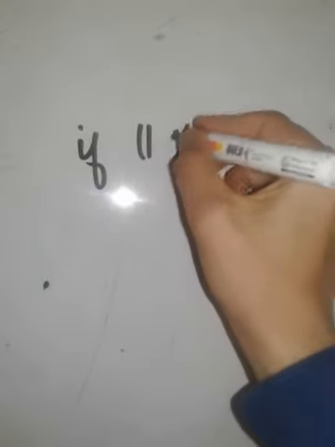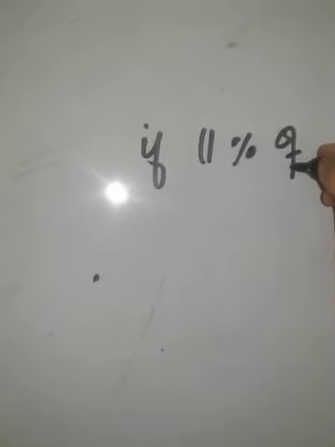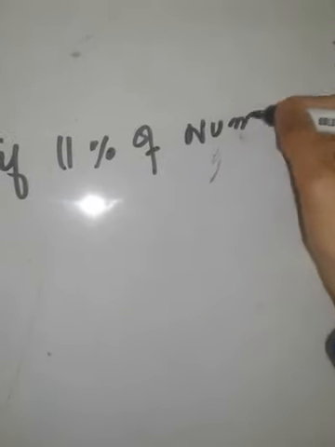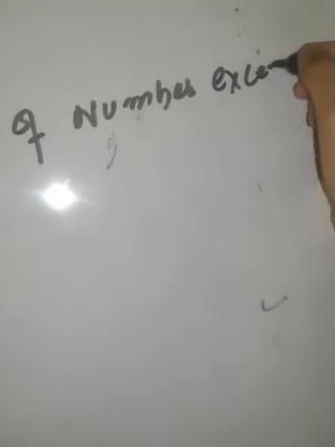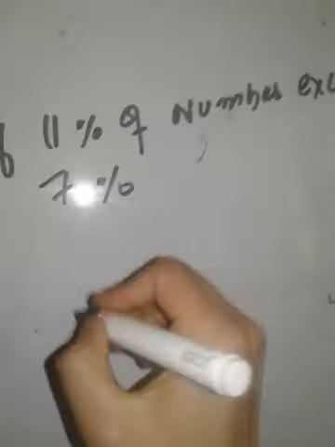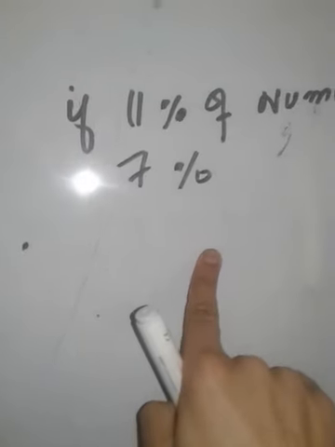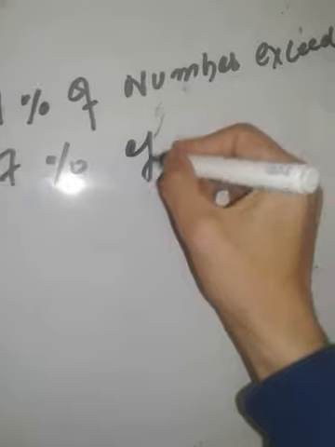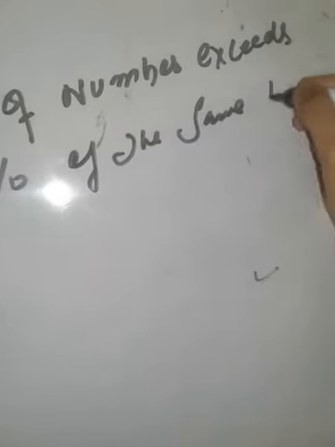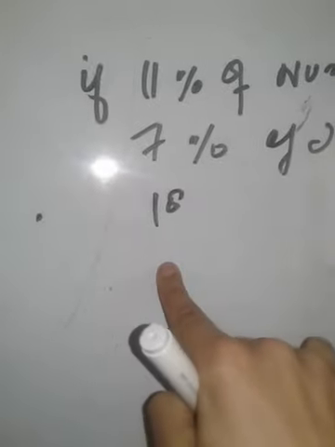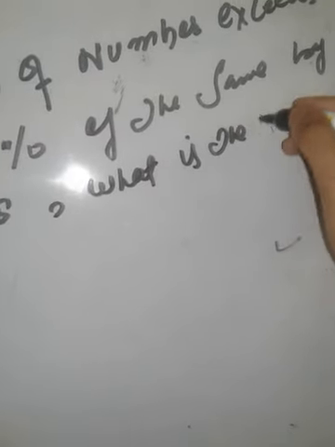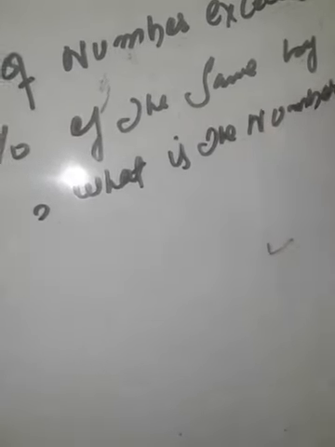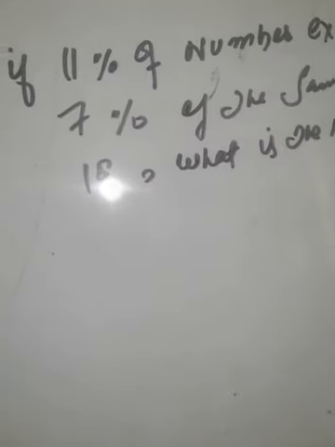If 11% of a number exceeds 7% of the same by 18, what is the number? Take a look. How will you find it? How will you do this?